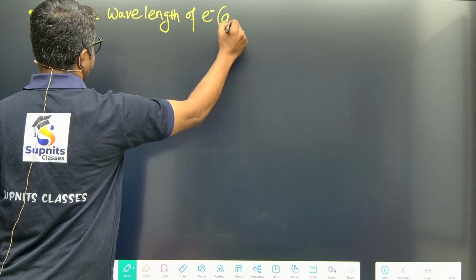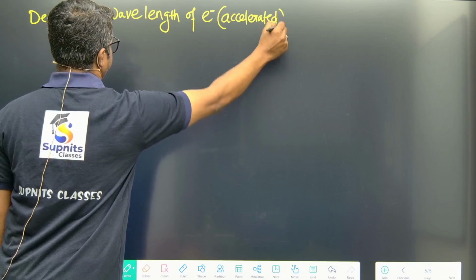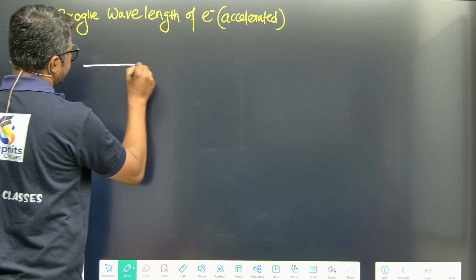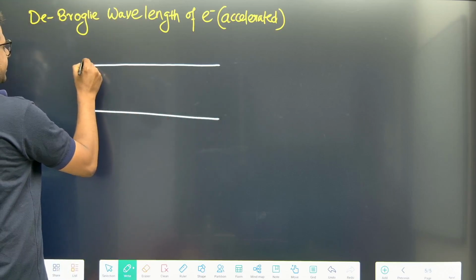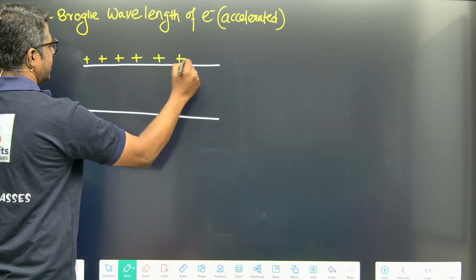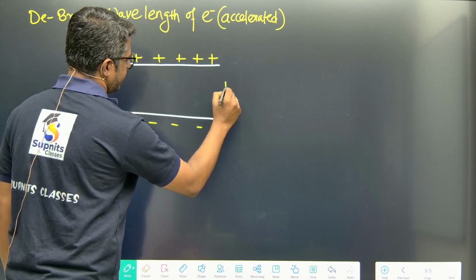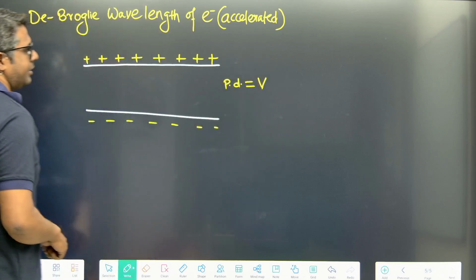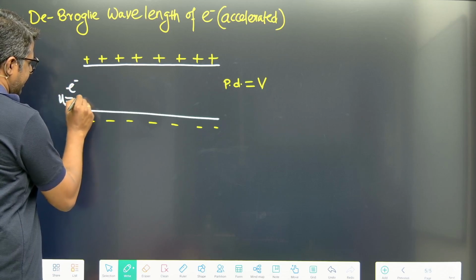Okay, and it is accelerated. It is an accelerated electron. So how is this accelerated? Let us see this. These are two parallel plates. Here it is positive charge. I am giving a potential difference, and here it is negative charge. The potential difference is V.